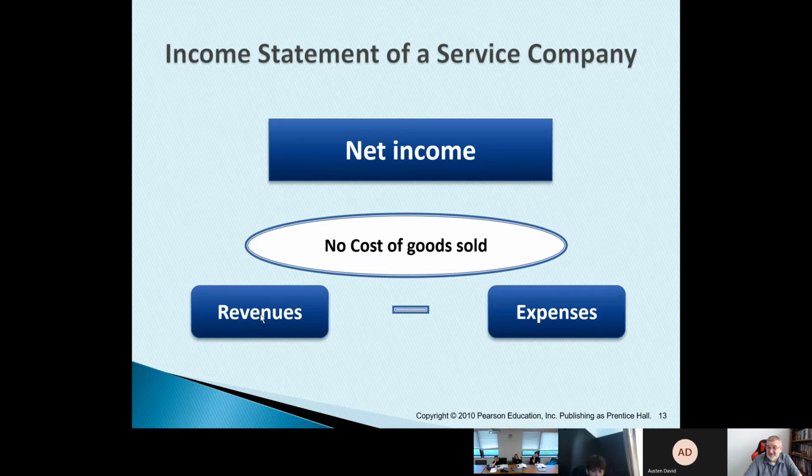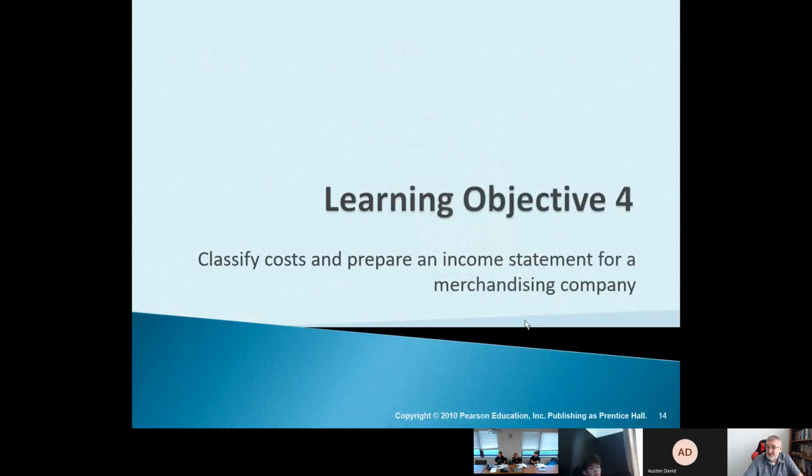So our net income is revenues minus expenses. Straightforward, slam dunk, if you will. Okay. So now we're going to go to a merchandising company. Okay. Now a merchandising company is a company who they don't make it.